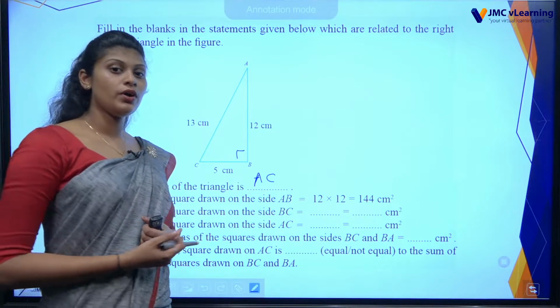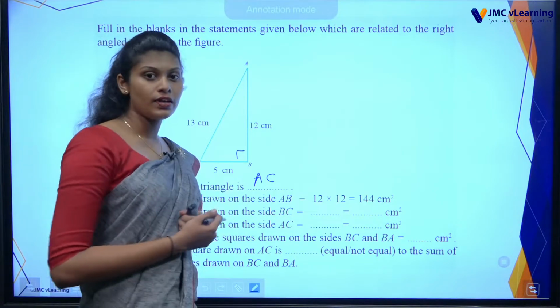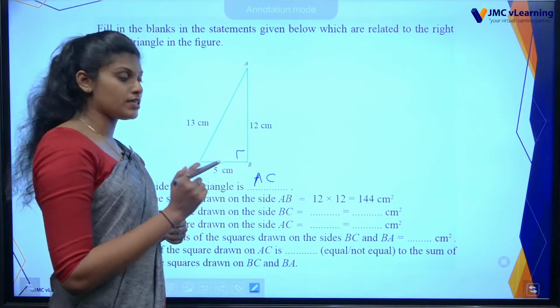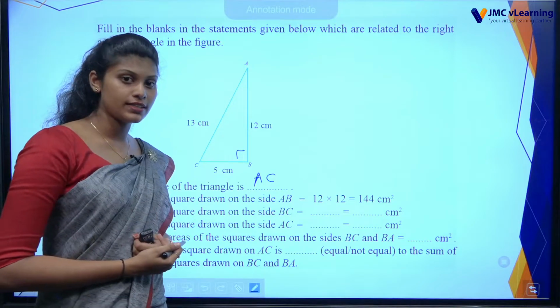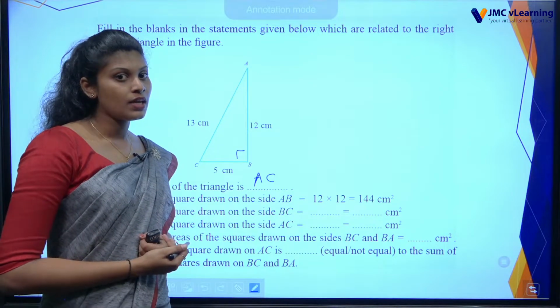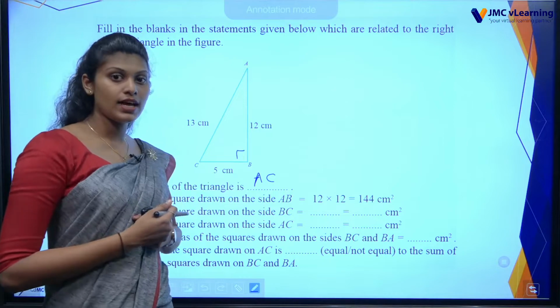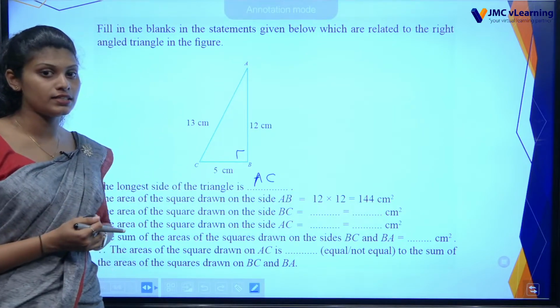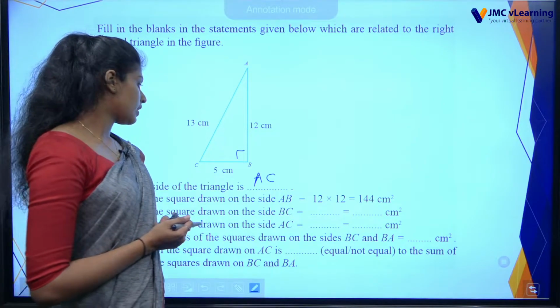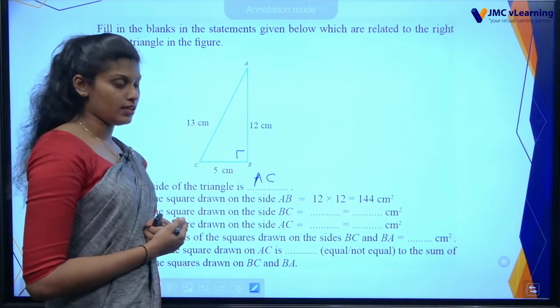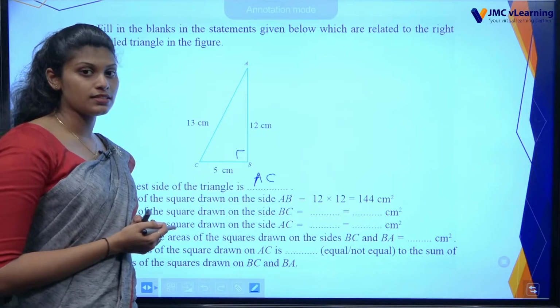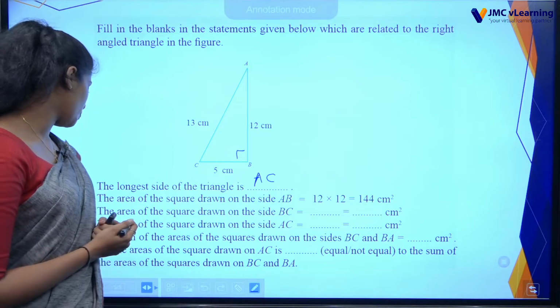Then how can you identify the hypotenuse in another way? The first way is the opposite side of the right angle is the hypotenuse. The other way is, in a right angle triangle, the longest side is the hypotenuse. Then here AC is the longest side and AC is the hypotenuse of this right angle triangle.